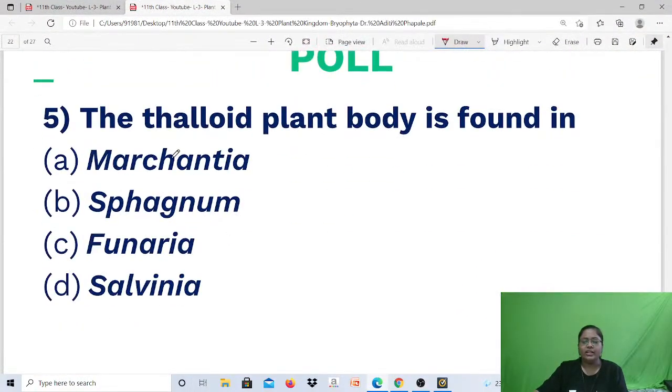Okay, next. The thalloid plant body is found in Marchantia, Sphagnum, Funaria, or Salvinia. Type your answer in the chat box, everyone. Okay, the answer is Marchantia.